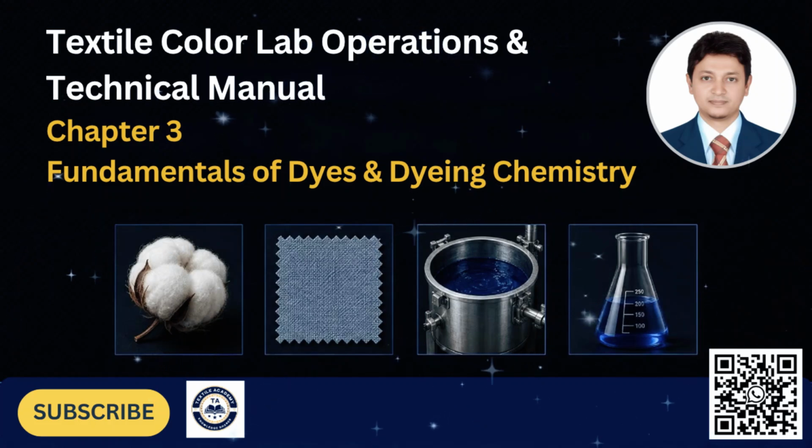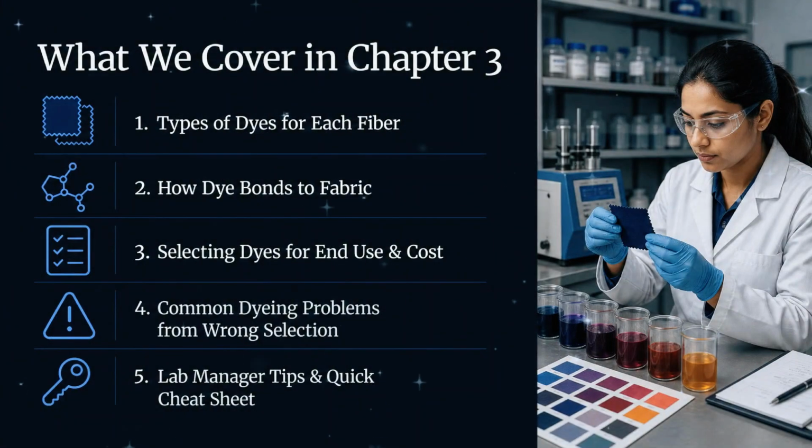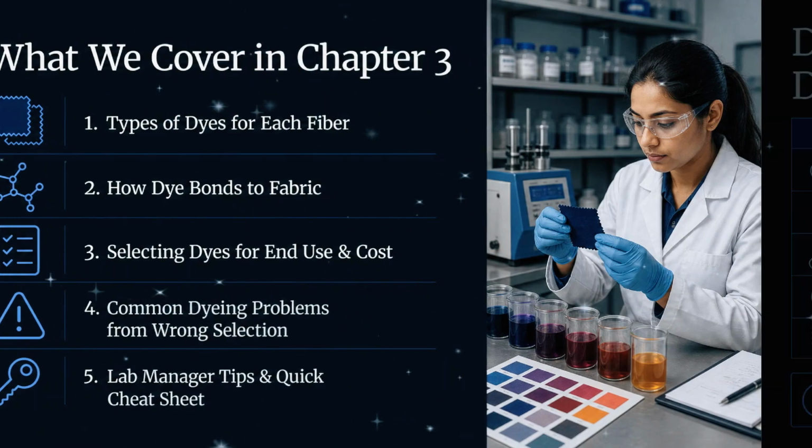Welcome to Chapter 3 of the Technician Training Series, Fundamentals of Dyes and Dyeing Chemistry. This chapter is part of the Textile Lab training program. In this chapter, we will cover 5 key areas: the types of dyes for each fiber, how dye bonds to fabric, selecting dyes based on end use and cost, common dyeing problems from wrong selection, and valuable lab manager tips, and a quick cheat sheet.